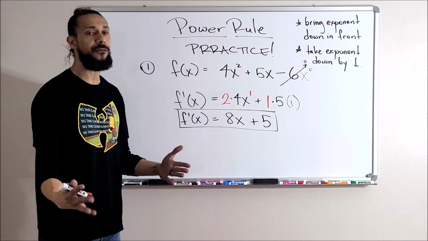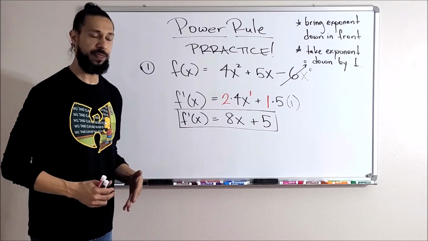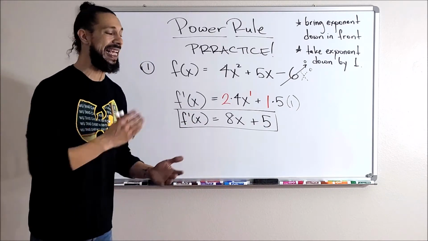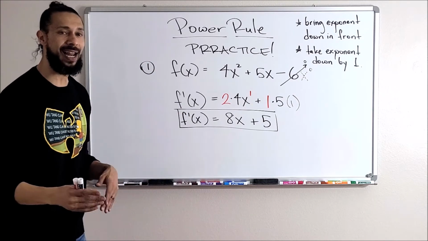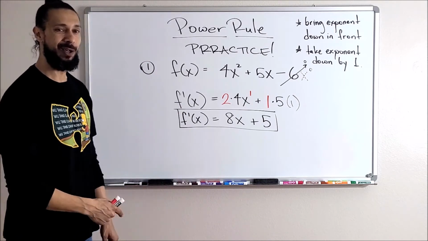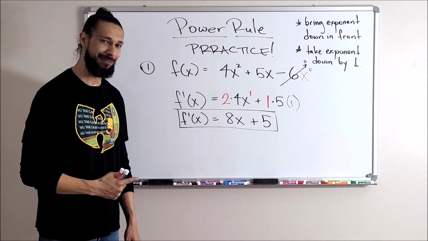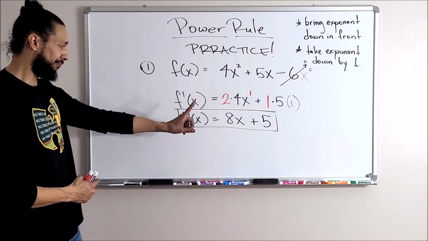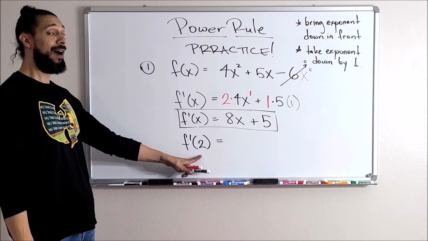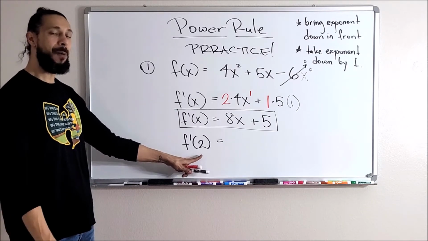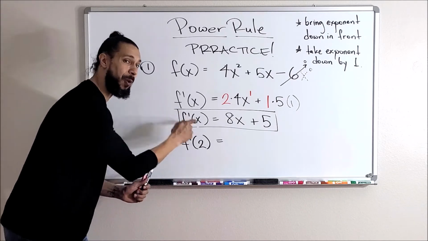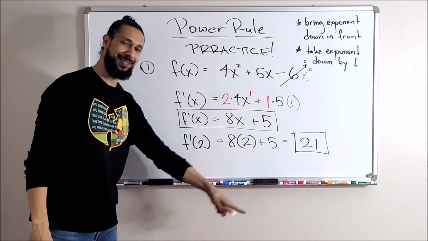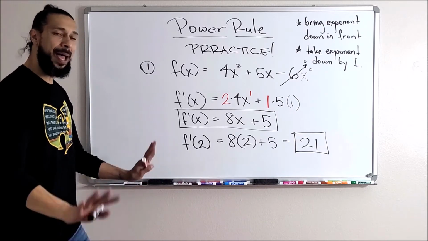So what if I wanted to find the slope of the tangent line, the slope of the curve, the instantaneous rate of change, at an x value of 2? Where do you think I would plug that x value of 2 in? Exactly right. If I wanted to know the slope of the curve at 2, I'll plug a 2 into the derivative equation. It'll look like this. Just like that.